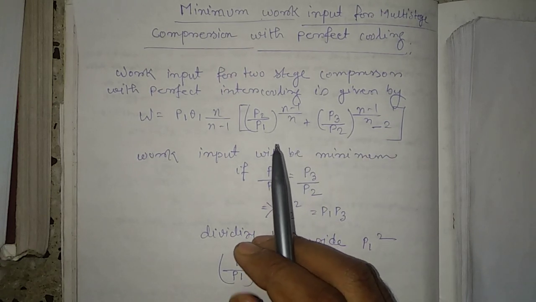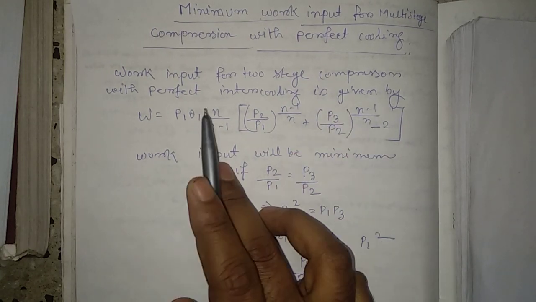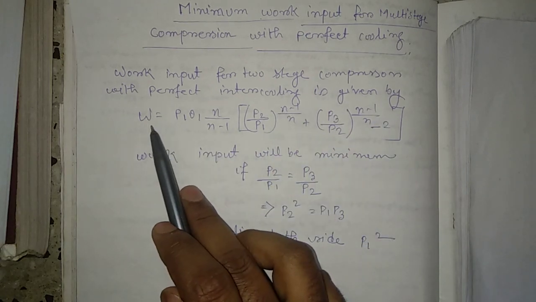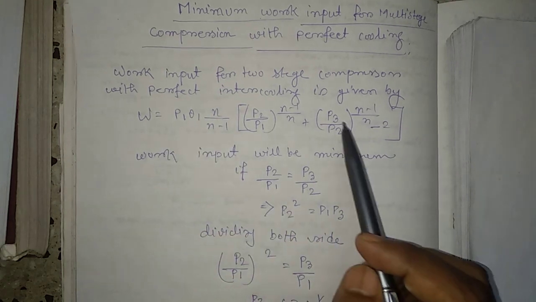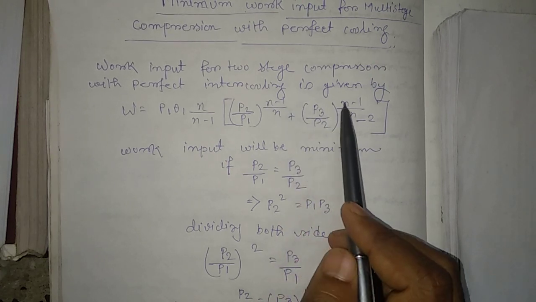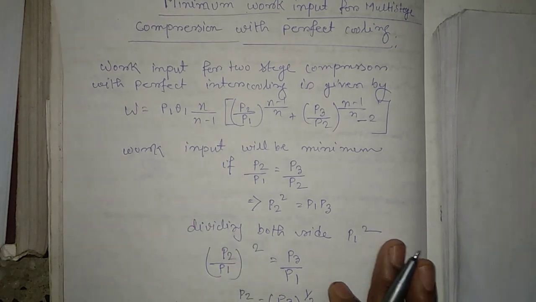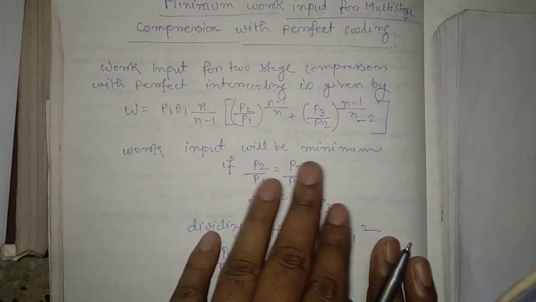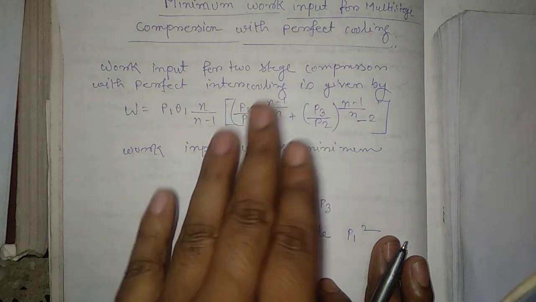Now, as you know, the minimum work required for a two-stage compression process with perfect intercooling, we have already proved these expressions: W is equal to P1 V1 into n by n minus 1 into [(P2 by P1) to the power (n minus 1) by n plus (P3 by P2) to the power (n minus 1) by n minus 2]. It was proved in the previous lectures that this is the minimum work input required for two-stage compression when the intercooling takes place perfectly.